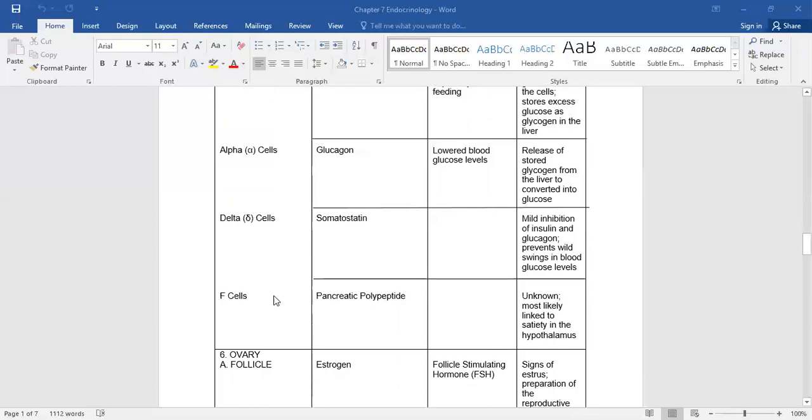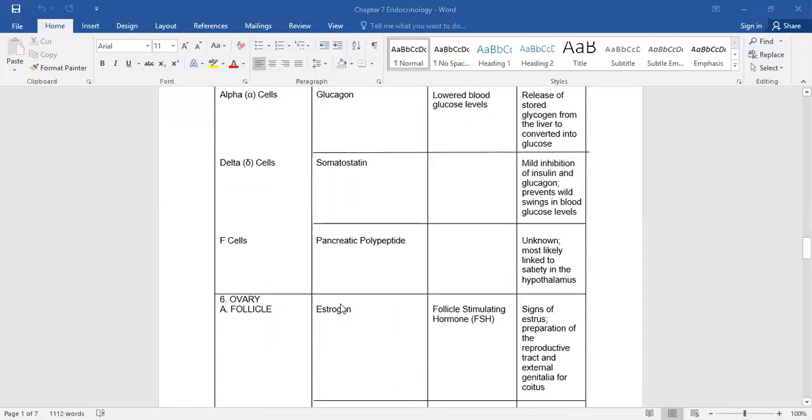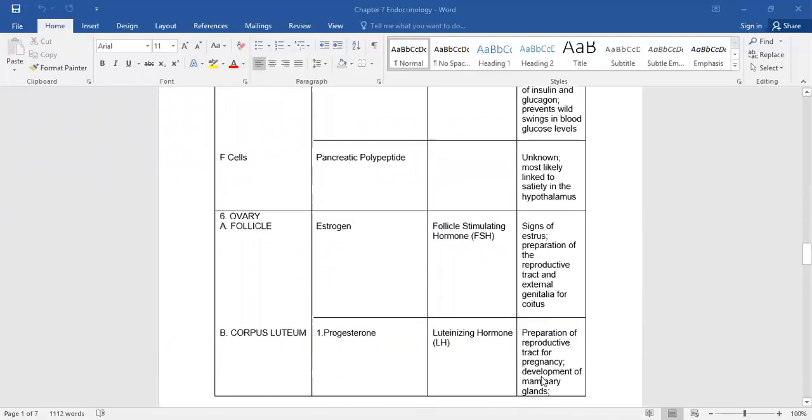Now we go to the ovaries. I know some of you are already familiar with this. The follicles are the ones responsible for producing estrogen. Its stimulus is the follicle stimulating hormone. Its action is signs of estrus. We've already known this in your breeding and genetics, and the preparation of reproductive tract and external genitalia for coitus. And then the other one is the corpus luteum.